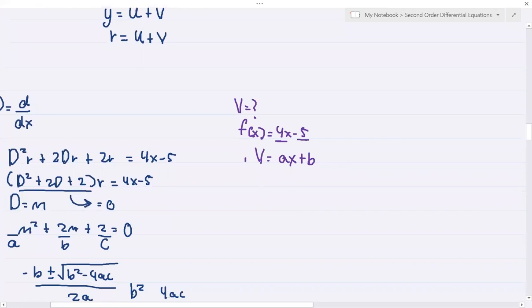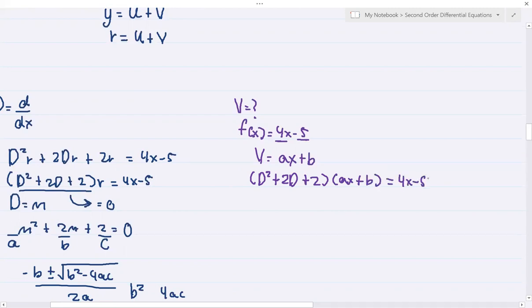After that, let's substitute your v into your D operator form, specifically to your r. So we will have D squared plus 2D plus 2 times your r. And remember, I said your v would be your r. So this would be times v is equal to 4x minus 5. And remember that your v is equal to ax plus b.